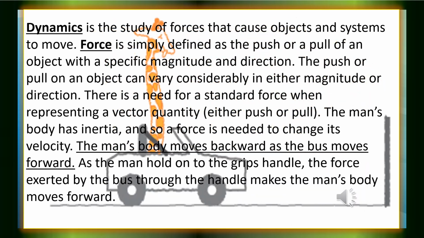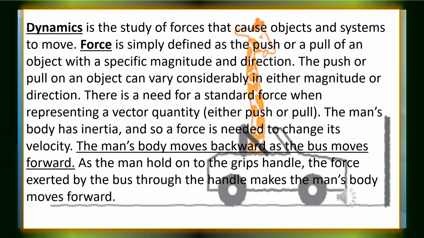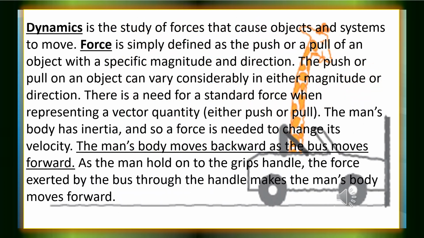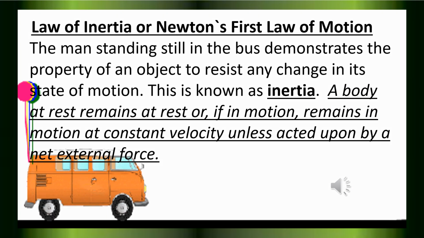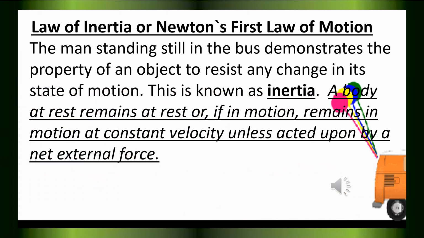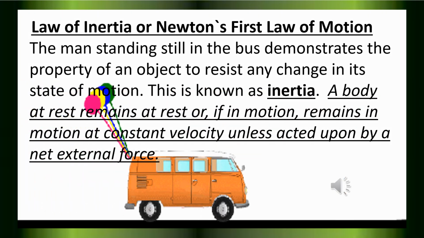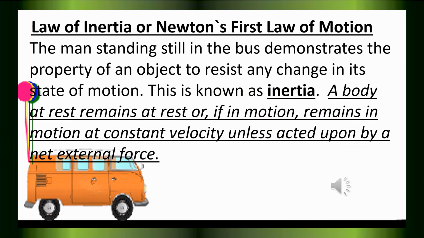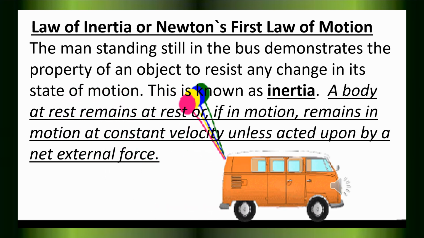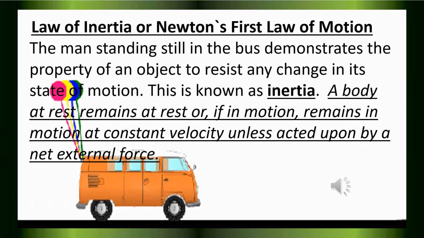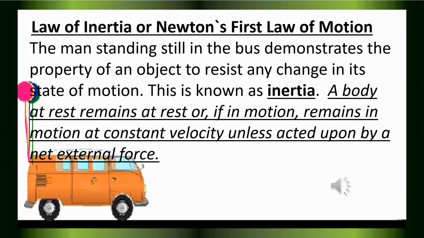As the man holds on to the grip's handle, the force exerted by the bus through the handle makes the man's body move. Law of inertia, or Newton's first law of motion. The man standing still in the bus demonstrates the property of an object to resist any change in its state of motion. This is known as inertia. A body at rest remains at rest or, if in motion, remains in motion at constant velocity unless acted upon by a net external force.